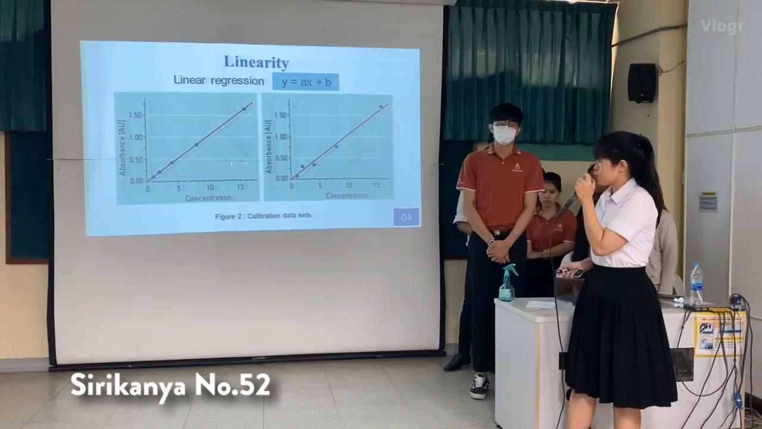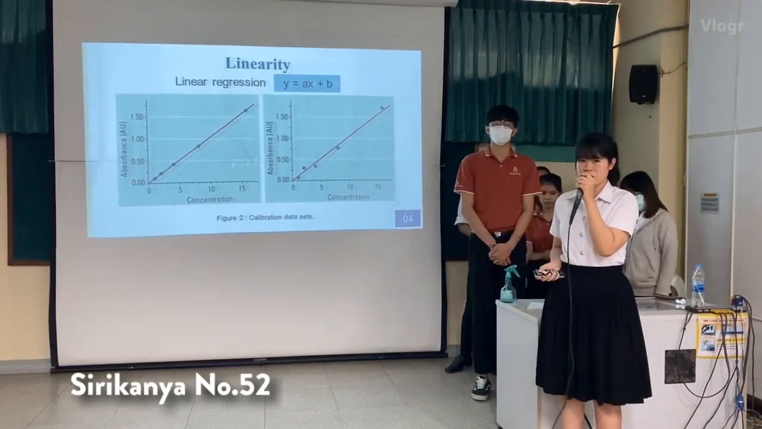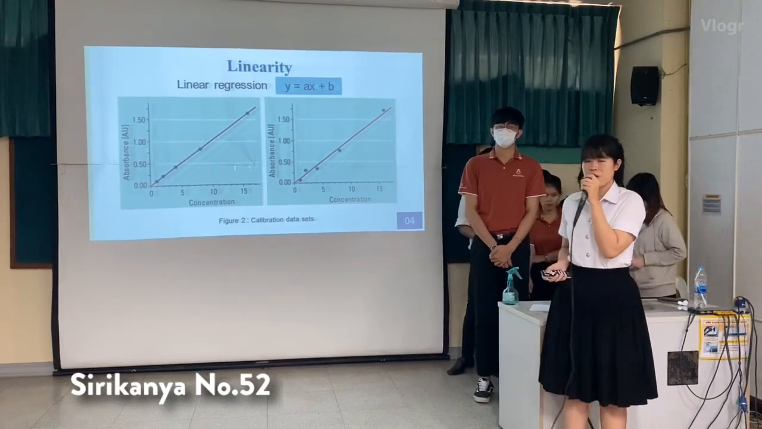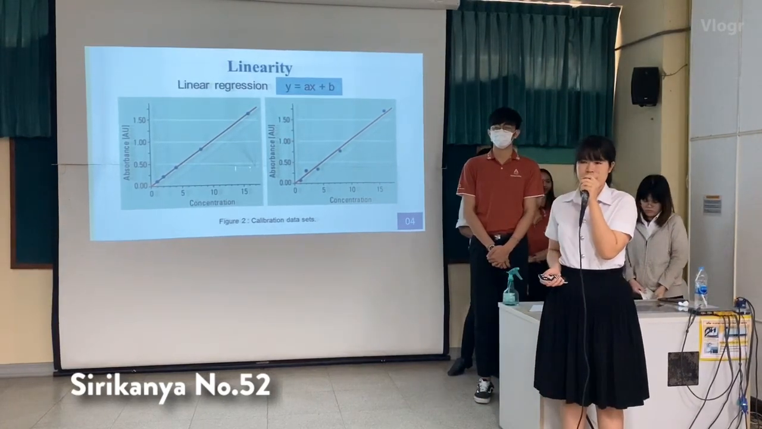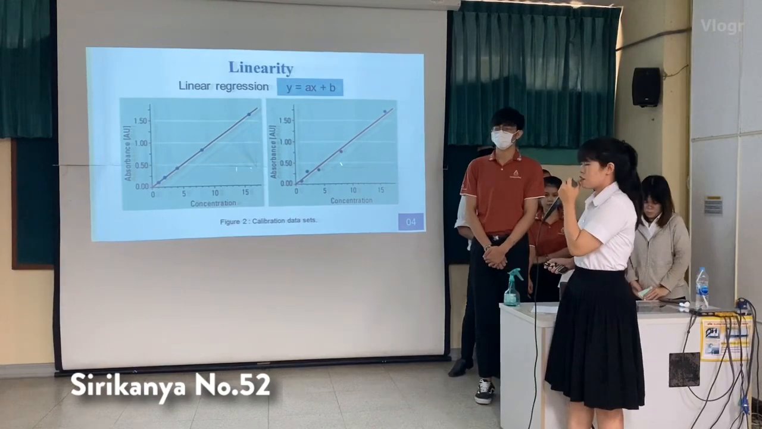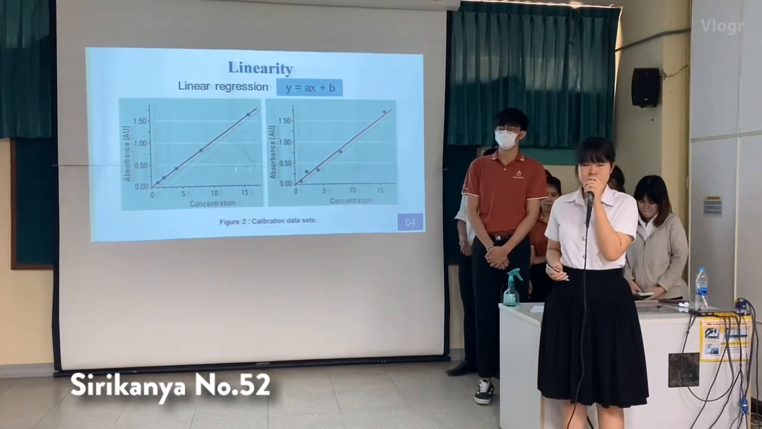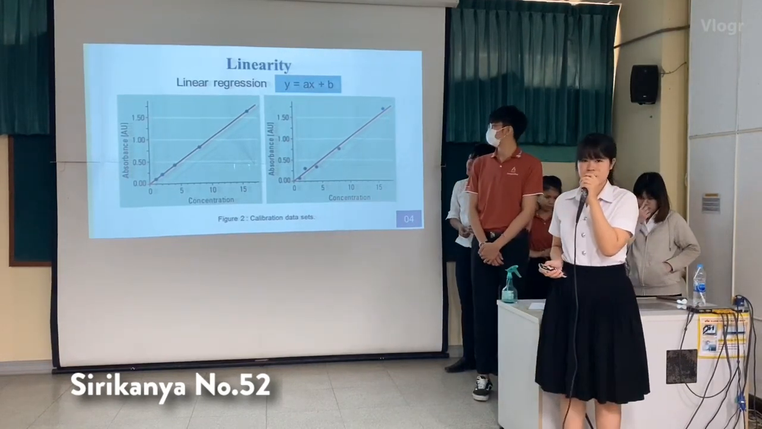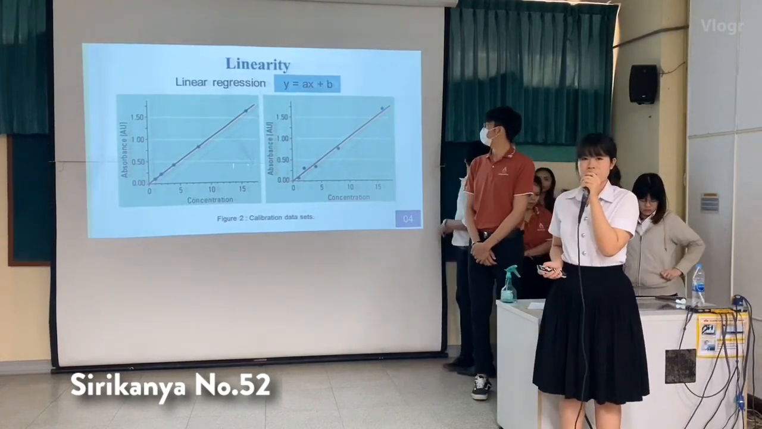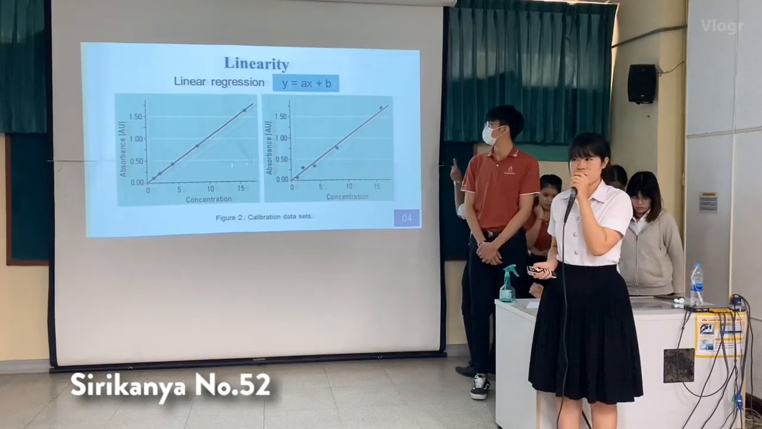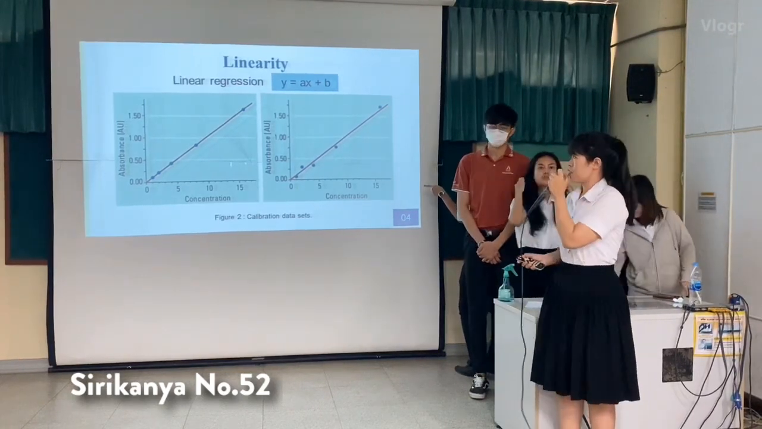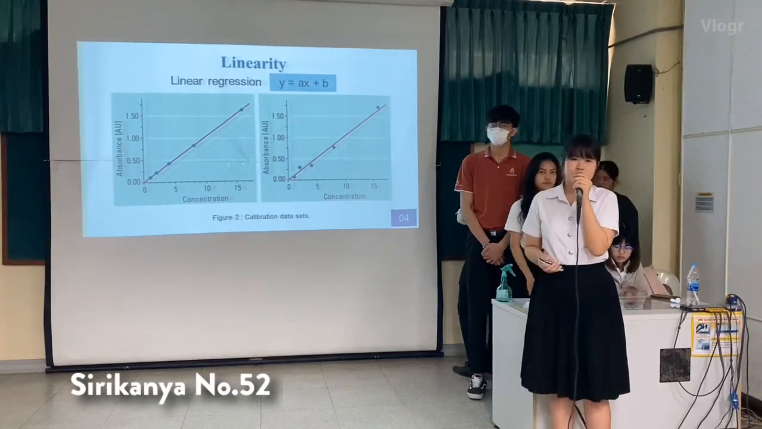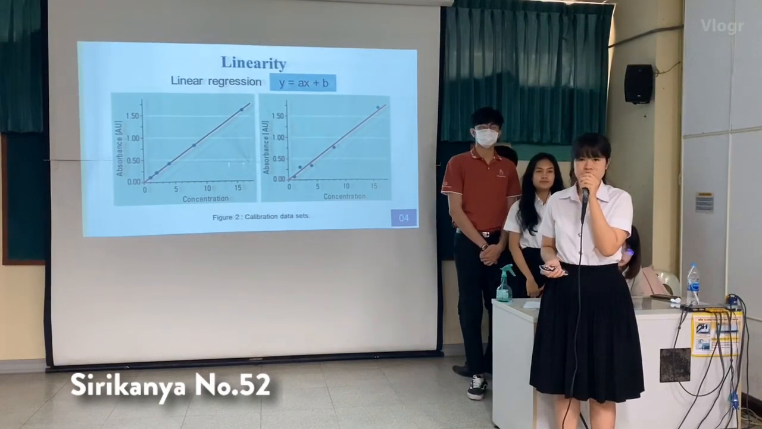Figure 2 shows calibration data sets. Ideally, all measured standard values would lie on a straight line, but in practice the values always exhibit some scatter. So we must apply a statistical method to find the best fit of the calibration curve to the data, which is linear regression. Next, we are moving to the correlation coefficient.